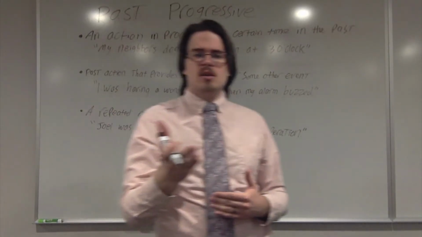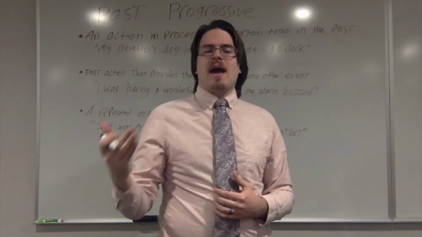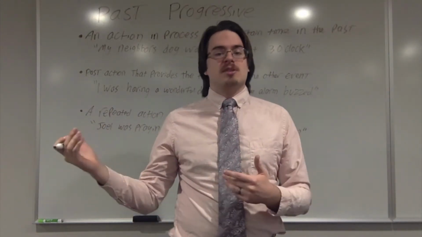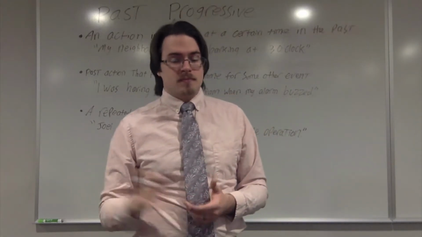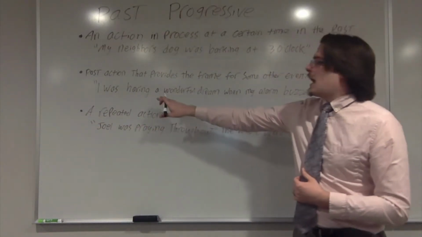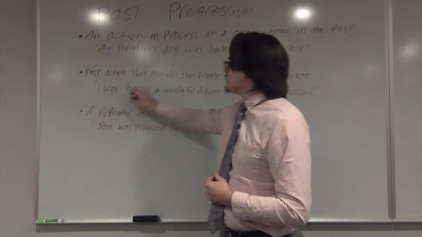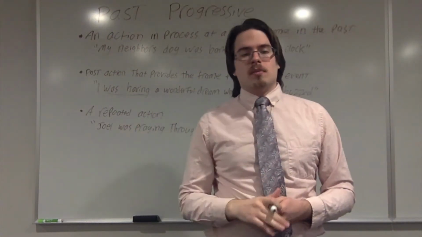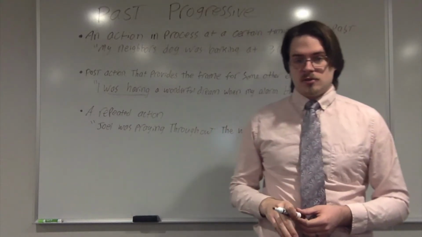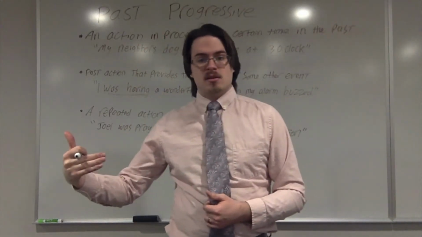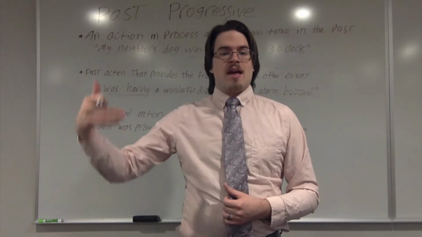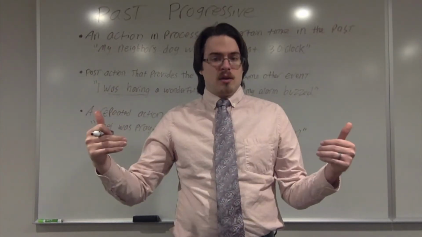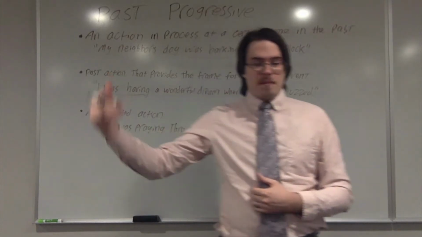Another way it's used is for a past action that provides the time frame for some other event that is usually stated in the simple past tense. For example, we have, I was having a wonderful dream when my alarm buzzed. So the alarm buzz is the simple past event, and the past progressive is giving the action that was happening at the same time as that past event.